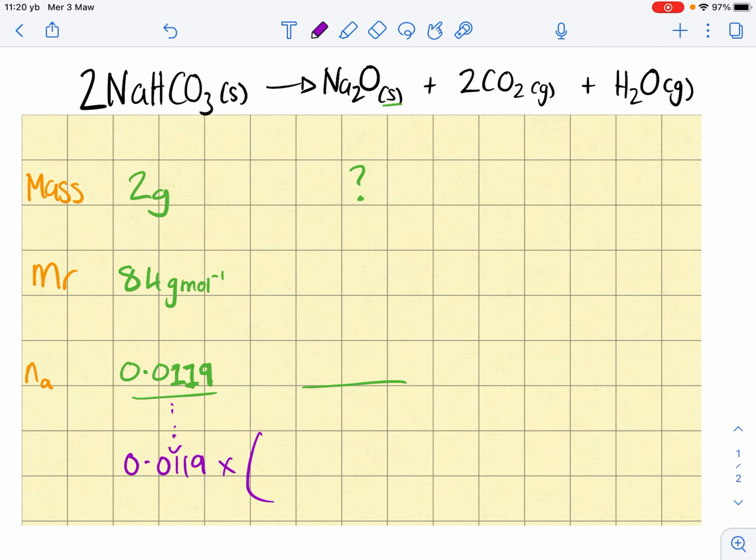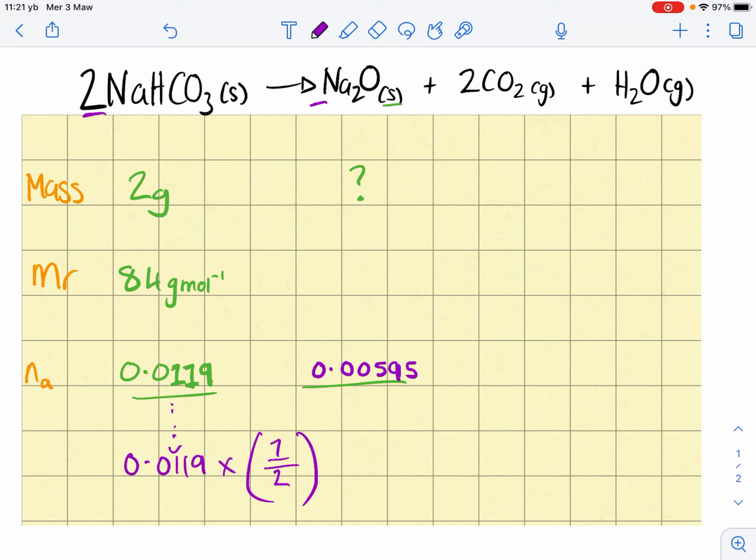Now, in this case, our conversion factor is going to be 1 divided by 2, because the coefficient for sodium oxide is 1 and the coefficient for sodium bicarb is 2. When we go through this process and perform this calculation, we're going to get a final answer of 0.00595. Okay, so again, why is that helpful?